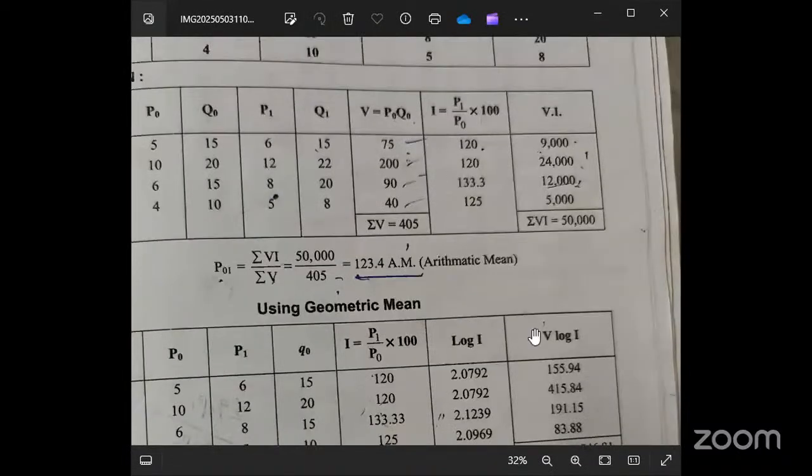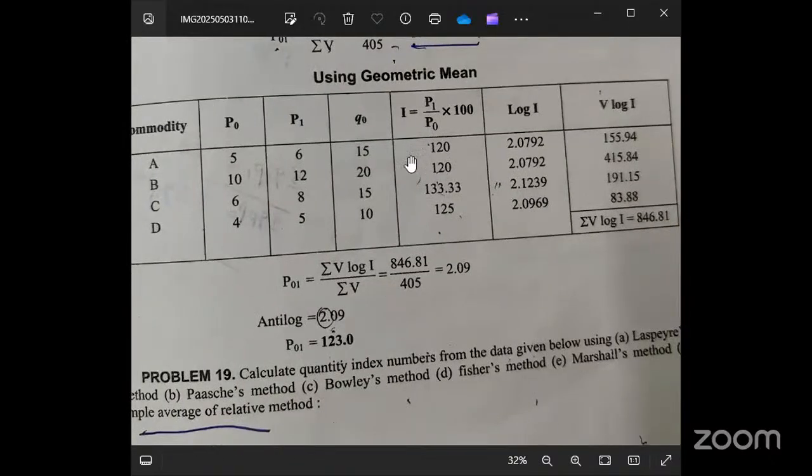So what next? We need to multiply V into I. 120 into 75, 9,200 into 120, 24,000 like that. So we got summation of V, and summation of V into I, 50,000. Now finding out P01, that is sigma VI by sigma V. So we are getting arithmetic mean as 123.48.